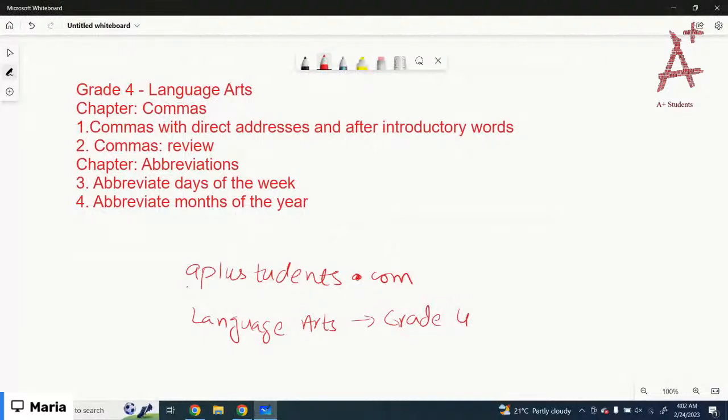So there you can find the list of the chapters. We're going to start with the chapter commas. The lesson we're going to play is commas with direct addresses and after introductory words. Then commas review. Then we'll start the new chapter abbreviations. And the lessons are abbreviate days of the week, abbreviate month of the year. Let's just start with the chapter commas.